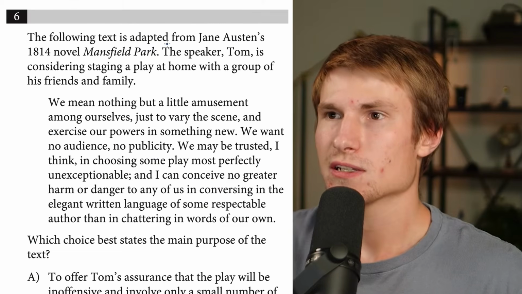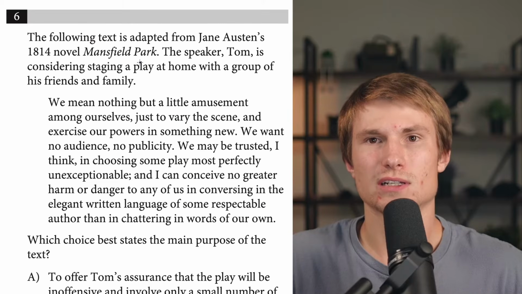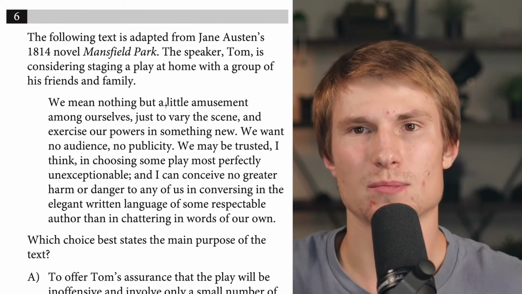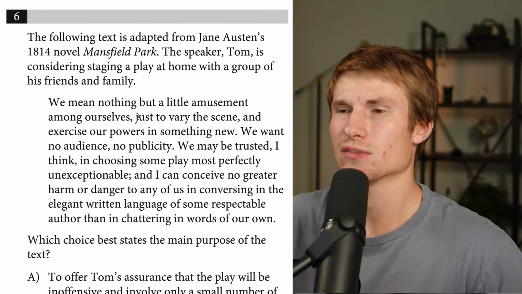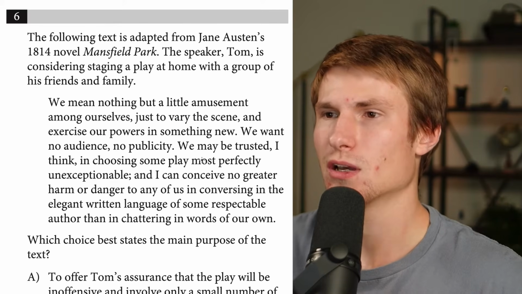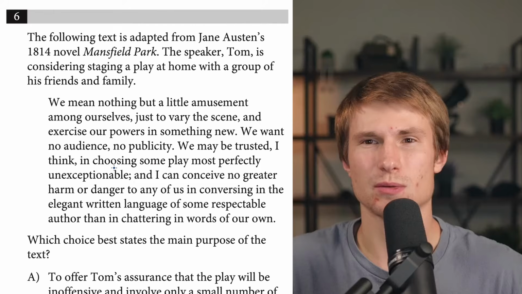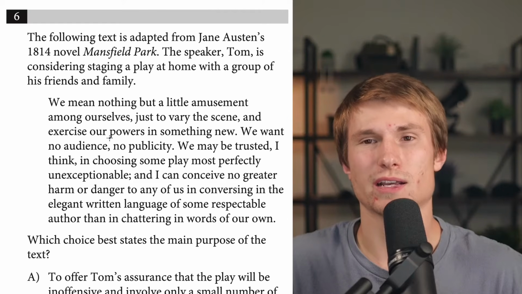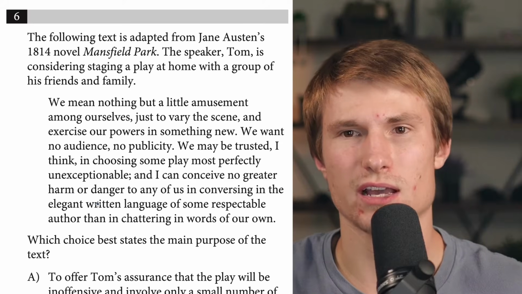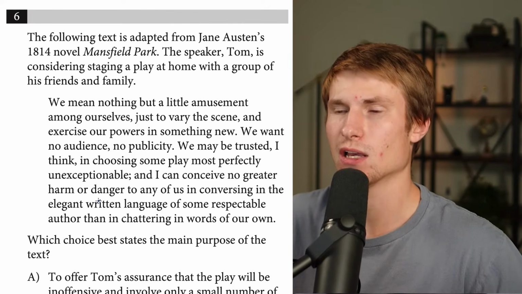Question 6. The following text is adapted from Jane Austen's 1814 novel, Mansfield Park. The speaker, Tom, is considering staging a play at home with a group of his friends and family. We mean nothing but a little amusement among ourselves, just to vary the scene and exercise our powers in something new. We want no audience, no publicity. We may be trusted, I think, in choosing some play most perfectly unexceptionable, and I can conceive no greater harm or danger to any of us in conversing in the elegant written language of some respectable author than in chattering in words of our own.